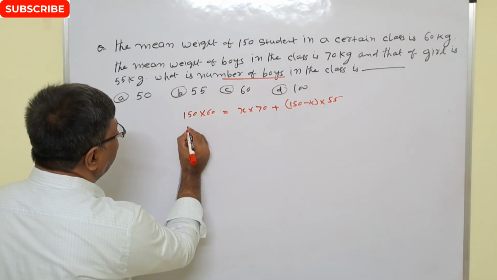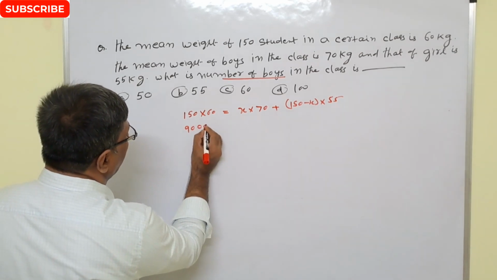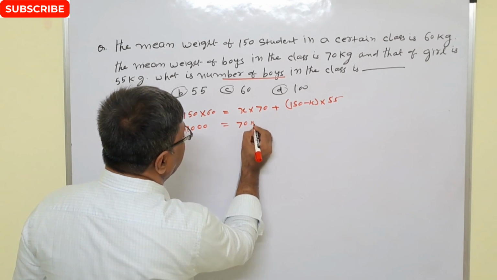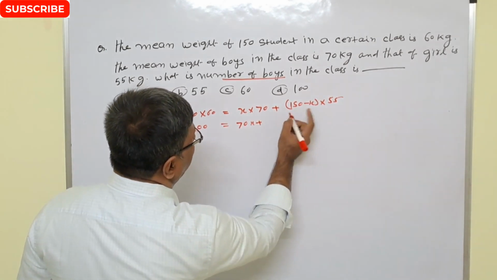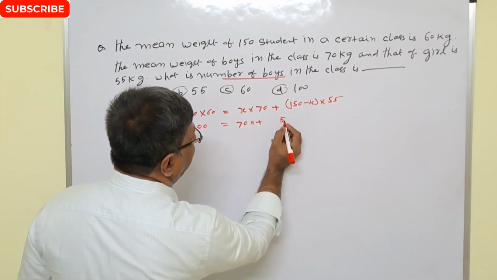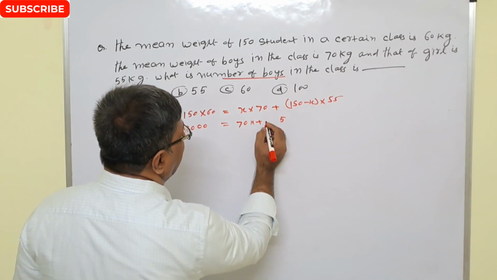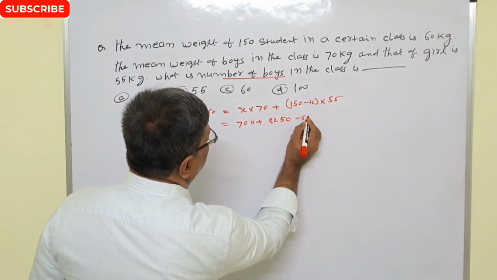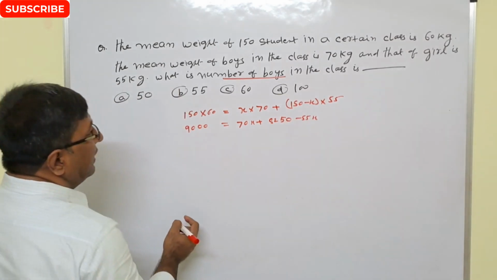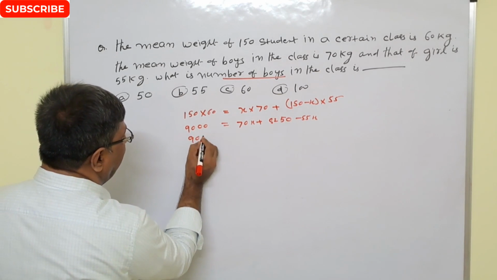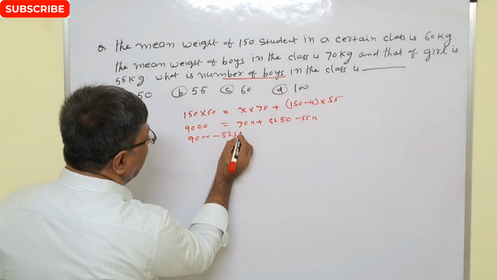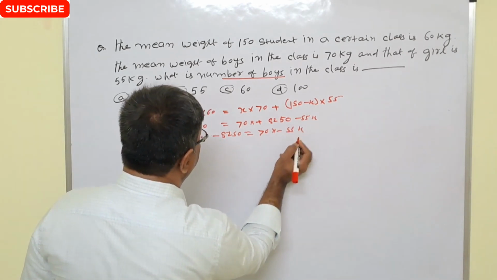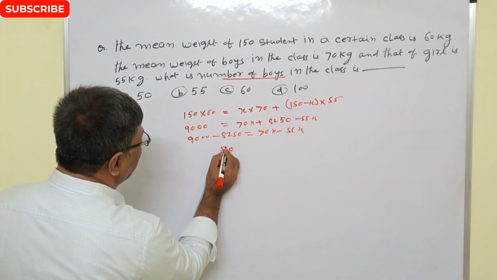This is what? 15 6s are 90, so this is 9000. And here this is x. So take x: this is 70x plus 150 into 55. 15 5s are 75, so 8250 minus 55x. Okay, so now you can see this is 9000 minus 8250 and 70x minus 55x.